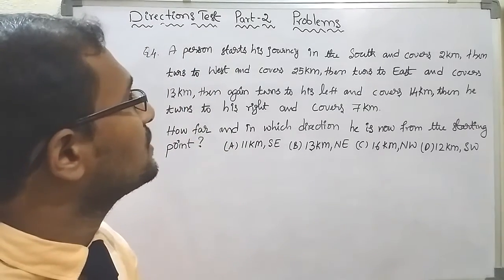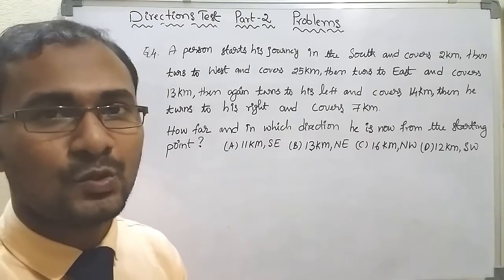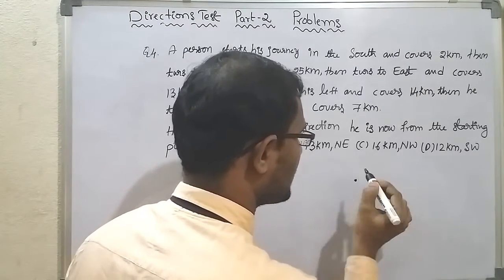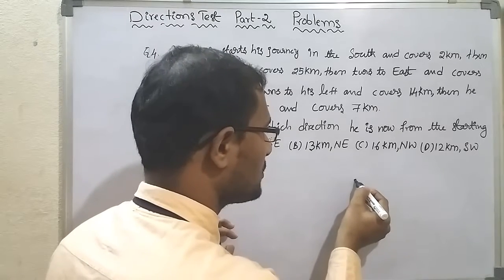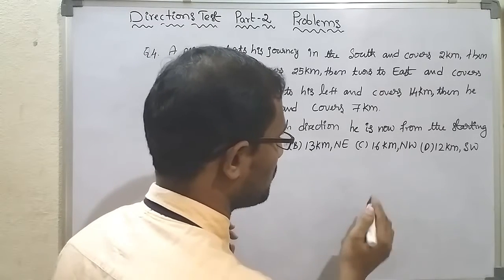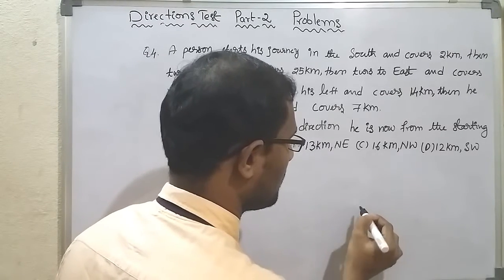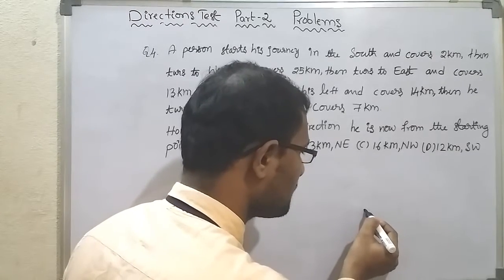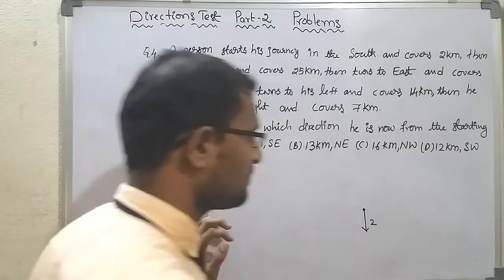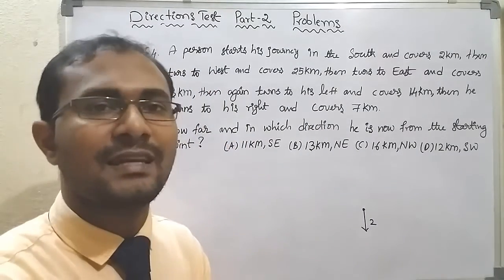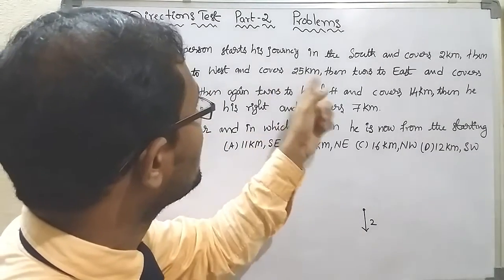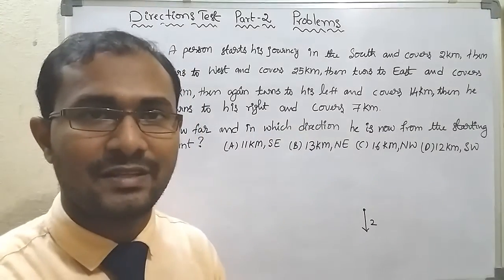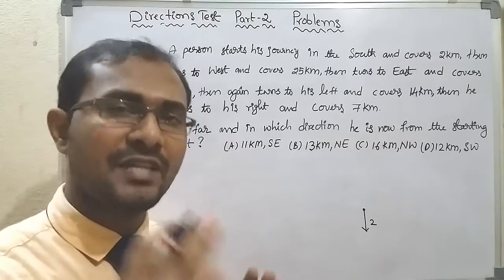So a person starts his journey in the south direction and covers 2 kilometers. A person started from a certain point. Let me take this point here. So he started the journey in the south direction and he covers 2 kilometers. 2 kilometers means a very small line, because the remaining numbers are 25 and 13, somewhat big numbers. That is why for 2 kilometers I have to take a very small line.